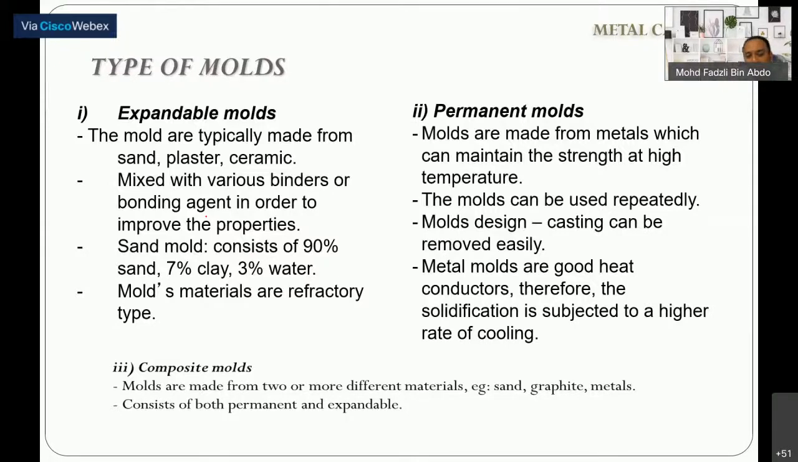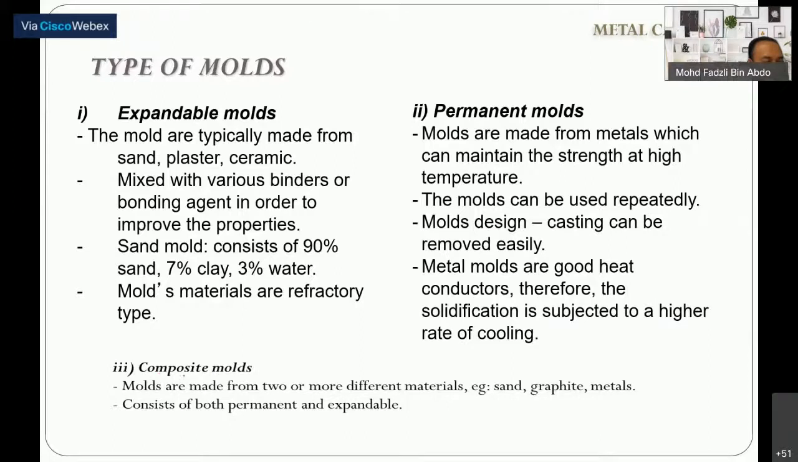Okay. Untuk yang permanent pula, kita boleh menggunakannya berulang kali. That's why dia diperbuat daripada metal. Maksudnya kita dah tuang, kita dah solidify, and then kita removekan dia. Bukan jenis kita remove pecahkan dia. Mungkin dia ada screw ke apa, terbuka. And then, kita ambil the product. Untuk guna balik, kita cantumkan balik. And then the mold can be used repeatedly. Mold design, casting can be removed easily. Metal mold are good heat conductor. Therefore, the solidification is subjected to a higher rate of cooling.